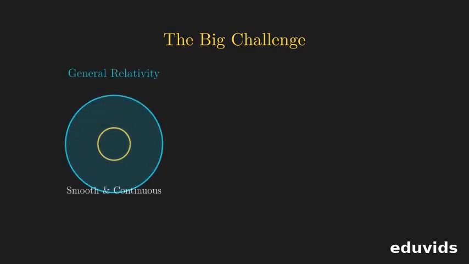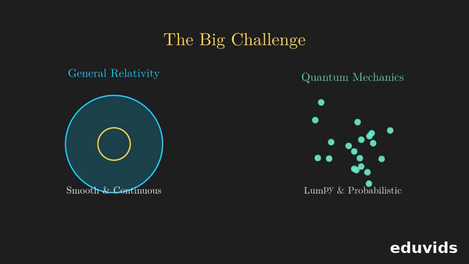Now, here's the big challenge. These two powerful theories don't play well together. General relativity works perfectly for large-scale objects like stars and galaxies, describing gravity as smooth. Quantum mechanics excels at the smallest scales, where everything is lumpy and unpredictable. The problem arises when we try to describe gravity at the quantum level, where spacetime might not be smooth anymore.